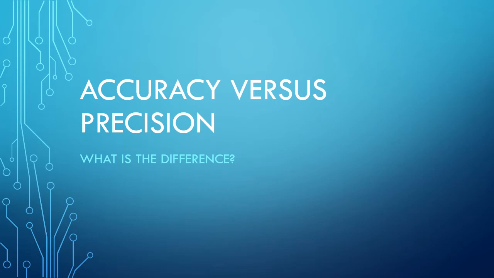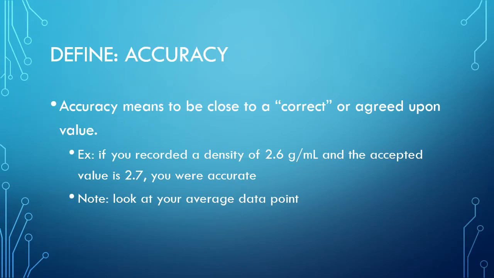Hello everybody. Today we're going to discuss the difference between accuracy and precision. Accuracy means to be close to a correct or agreed upon or accepted value.